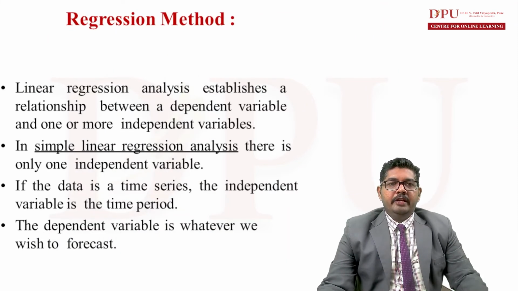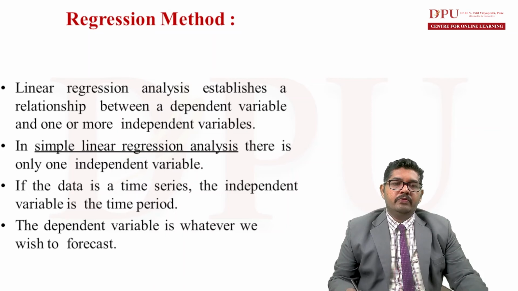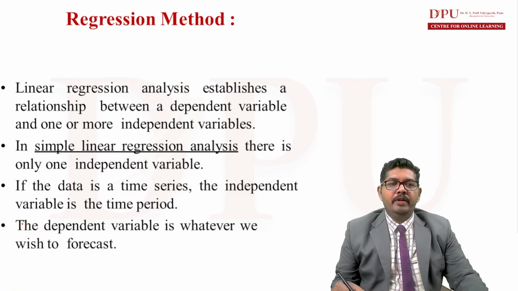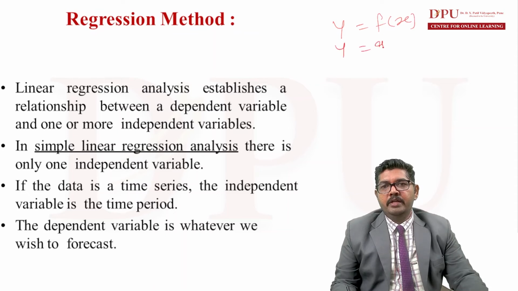Regression method. Linear regression analysis establishes a relationship between a dependent variable and one or more independent variables. In simple linear regression analysis, there is only one independent variable. As we have seen, in simple regression there is only one dependent variable and only one independent variable. For example, y is a function of x, right? So y is equal to a plus bx. This is the equation of y on x, with only one independent variable.